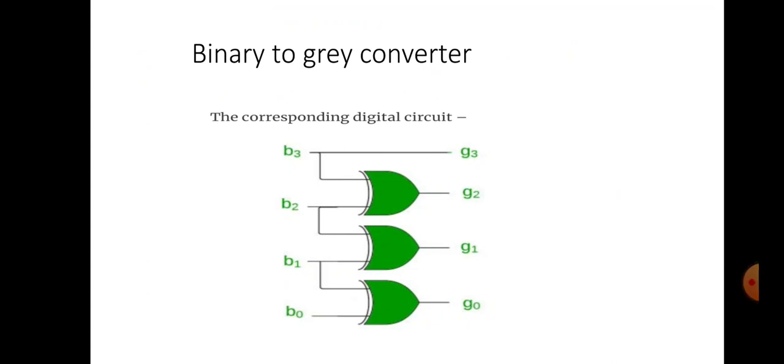So in the next video lecture, we will see how to convert gray to binary number. So we will see the gray to binary code converter. I think today's concept is clear to everyone. The basic thing you should know is how to draw a K-map and you should know the table of binary to gray or gray to binary converter.